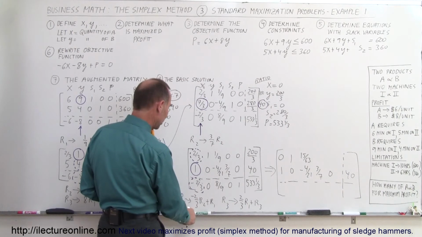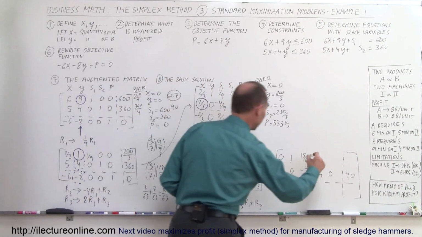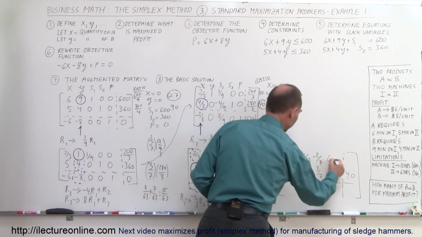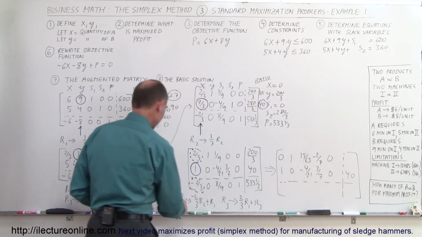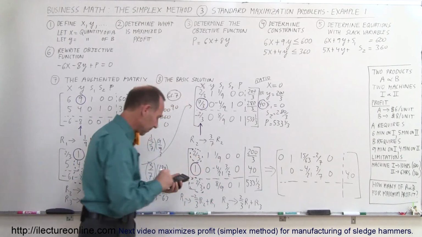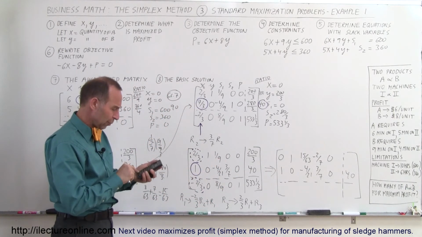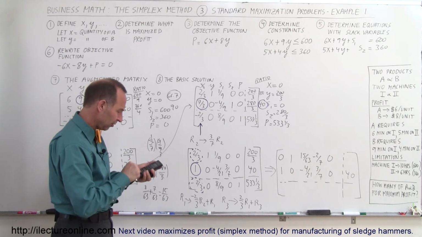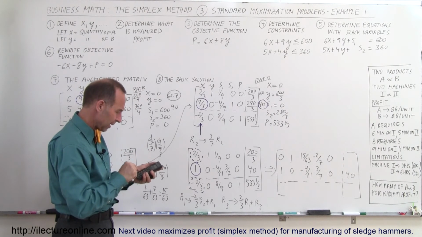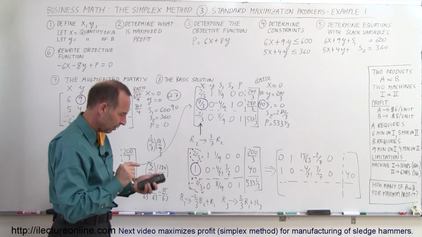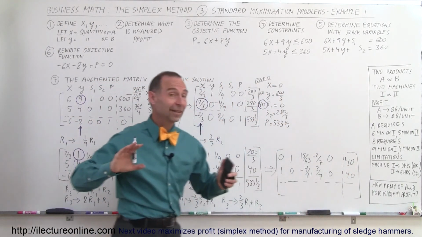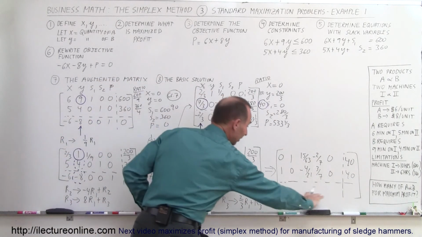3/7 times 2/3, that would be 2/7. That's the negative, so that would be minus 2/7. This would remain a 0. And negative 2/3 times 40. So 2 times 40 is 80 divided by 3. That's a negative. And add the quantity 200 divided by 3 to 40. Aha. So this becomes 40 as well. So now we've done that first row. Now all we have to do is the last row.